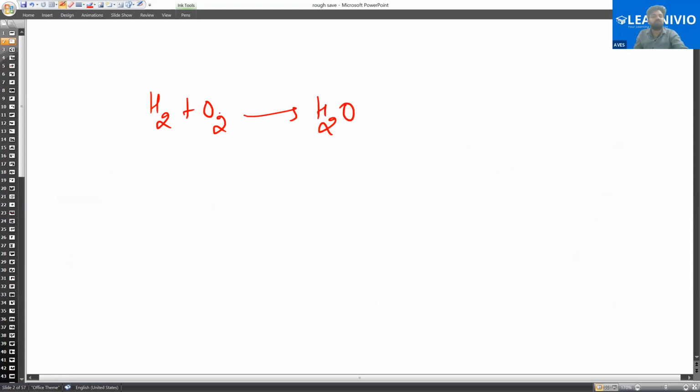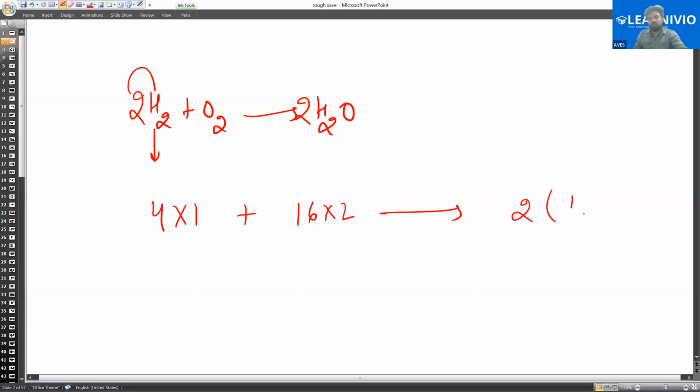So it is not H2O2. Why is it not H2O2? Because the formula of water is H2O. Now, if we balance it, it is 2 hydrogen, it is 2 water molecules. Now it is 4 hydrogen atoms. 4 into 1 plus 16 into 2 will give you 2 into 18. We get 36. We get 32 and we get 4.